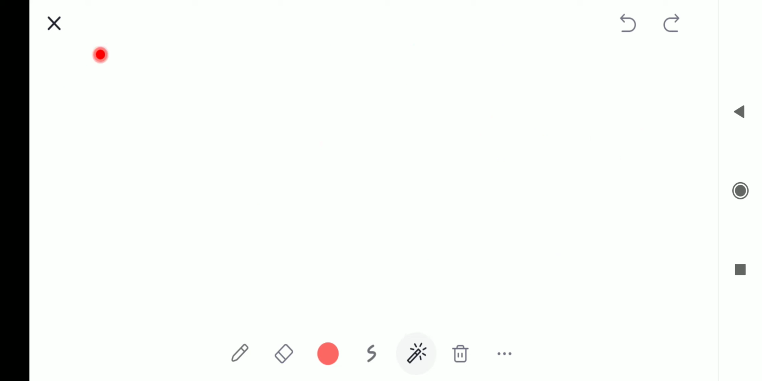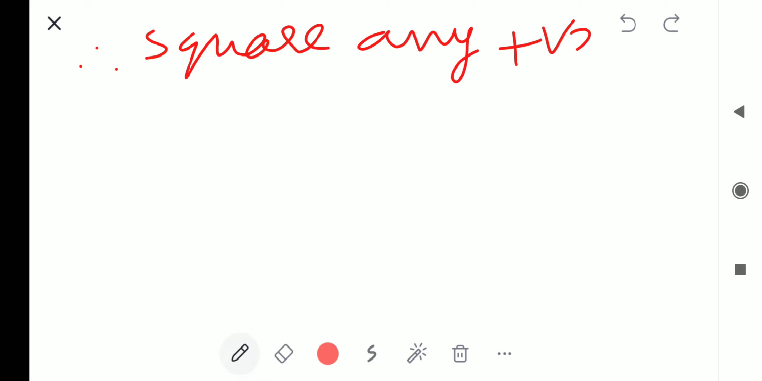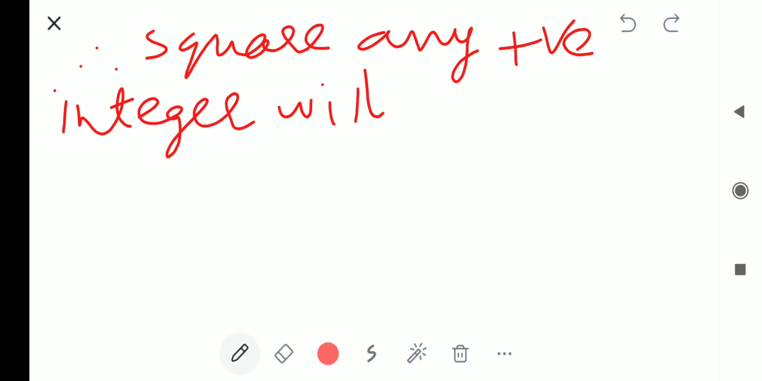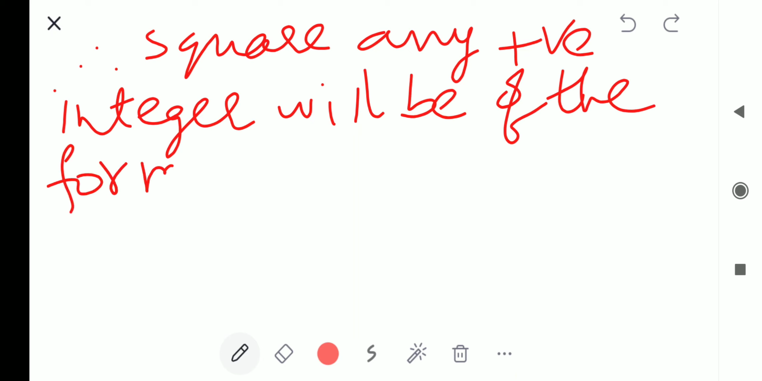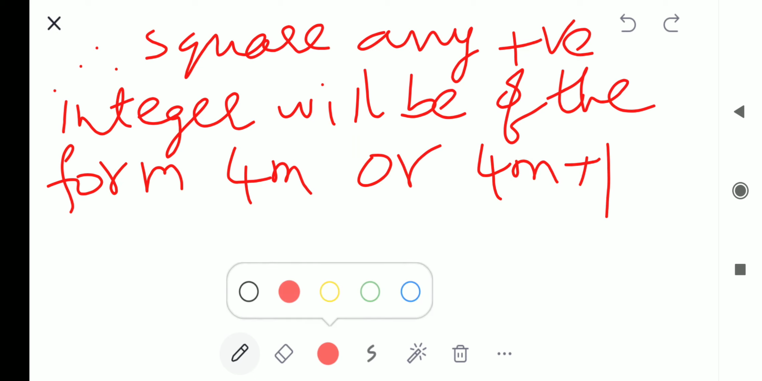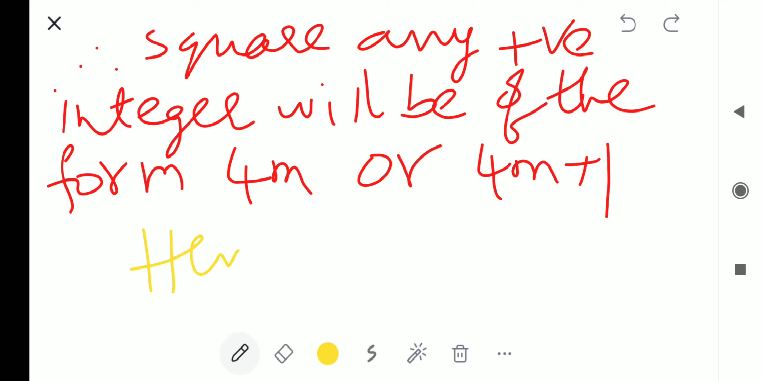So I can conclude that therefore square of any positive integer will be of the form 4m or 4m plus 1. We don't get any other different forms. With this, what is the result being asked to prove? We proved it. So we can write that the statement is proved by using Euclid's lemma.